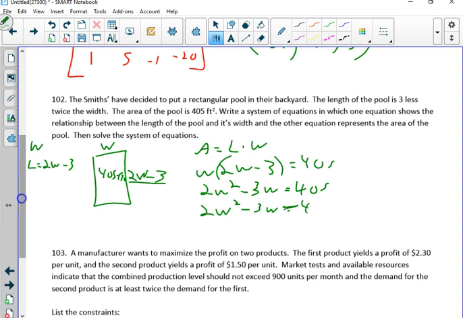Sorry. Minus 405 equals 0. Now at this point, you have to find 2 numbers that multiply to give you 405. We're going to have 2W and W here, because 2 is prime. One's going to be positive, one's going to be negative. And this is just one of those trial and error ones.